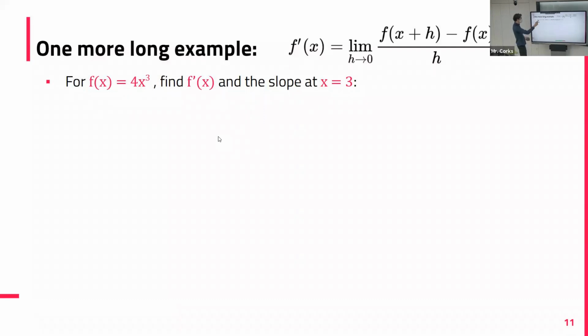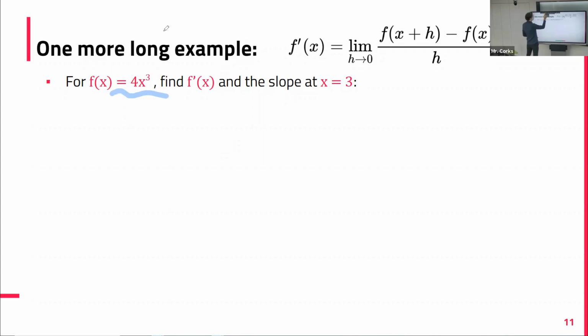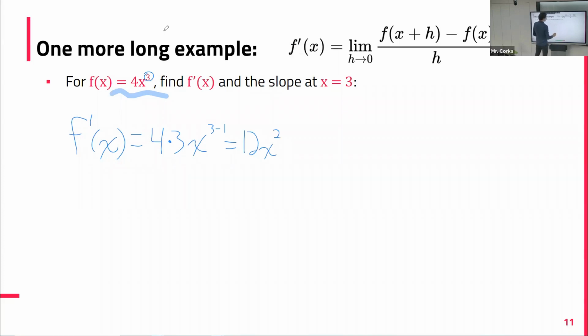All right. With your class, I forgot to do this last part here. We found the derivative for this function. Do you remember what it is? Okay, so I'll just write our rule here. 4 times the exponent 3, x, and then we subtract 1 from the exponent 3, which gives 12x squared. So that's the general version of our derivative for this function. And what about at this point? When x is equal to 3, what is the slope?